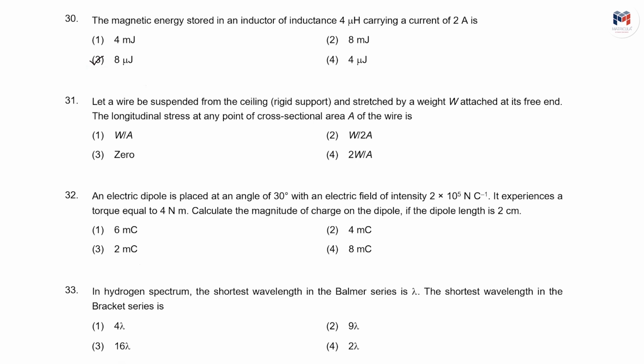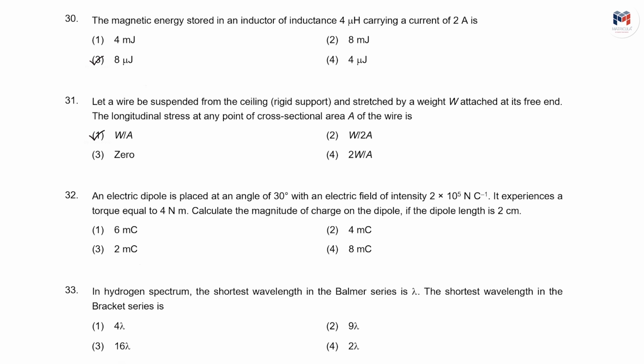Question number 31. Let a wire be suspended from the ceiling with rigid support and stretched by a weight W attached at its free end. The longitudinal stress at any point of cross-sectional area A of the wire is, the answer is option number 1, W by A.